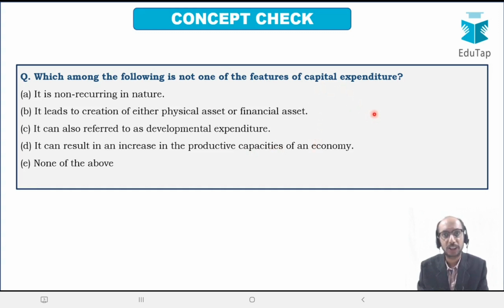So which of these is not a feature? Which of the following is not one of the features? This is what you need to decide. The answer to this question is E, because all of the above are features of capital expenditure. I hope that this is clear to you.